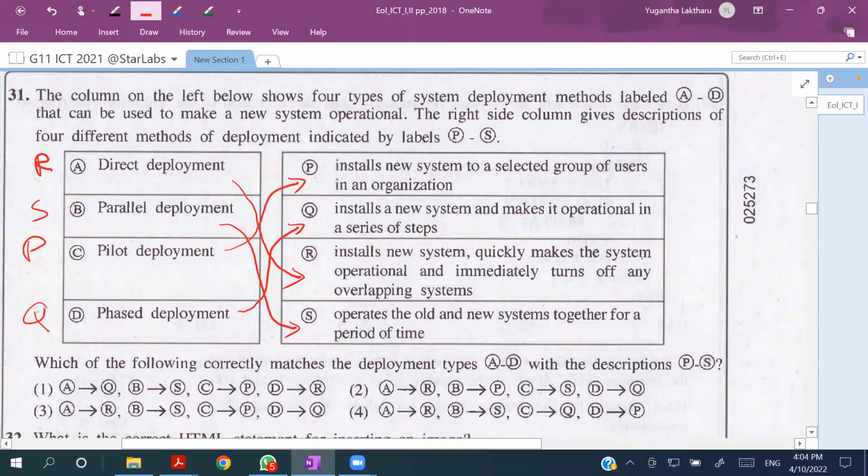So A with R, so the first one is gone. B with S, because of this, the second one is gone. And C with P. Yeah, so the fourth one is gone. The third one is going to be the answer.